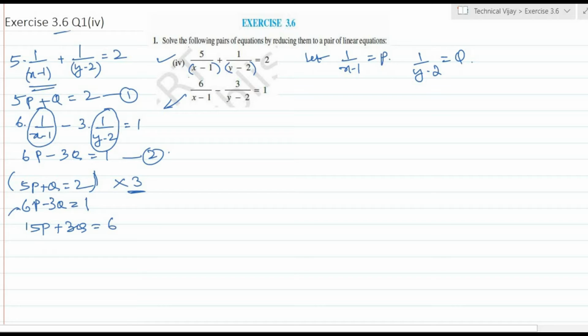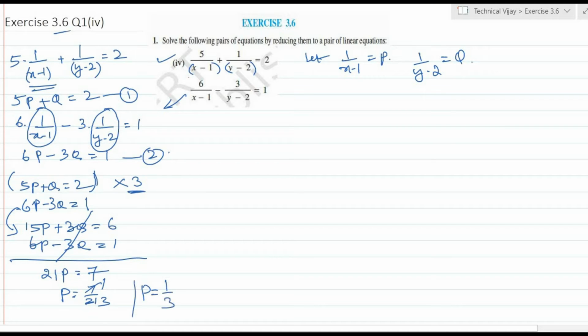And this equation I will write as it is. So 6p minus 3q is equal to 1. These two equations I will add. Add means these two will get cancelled. So 15 plus 6, 21p is equal to 7. So p is equal to 7 divided by 21. 7 ones are 7, 7 threes are 21. So p is equal to 1 divided by 3.